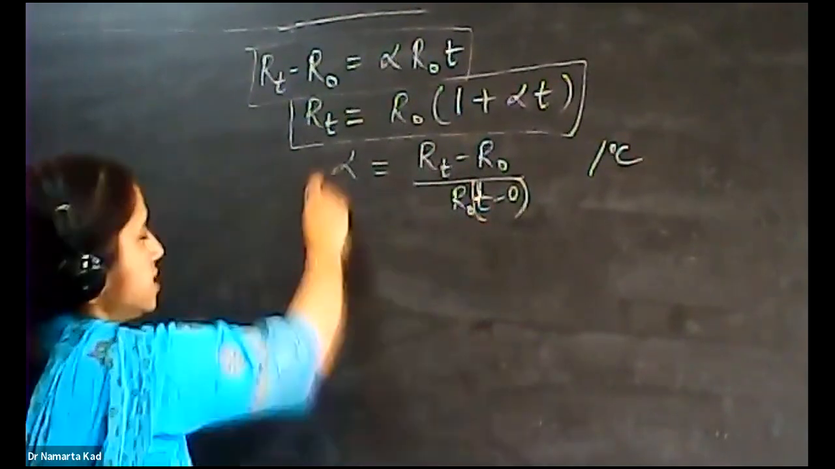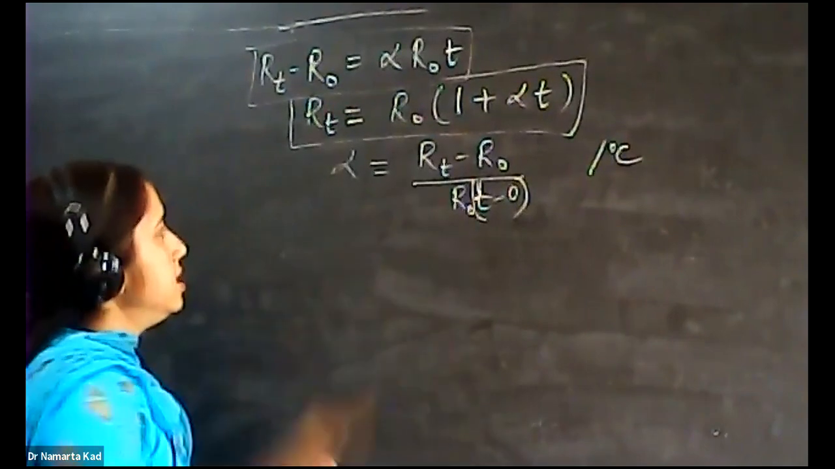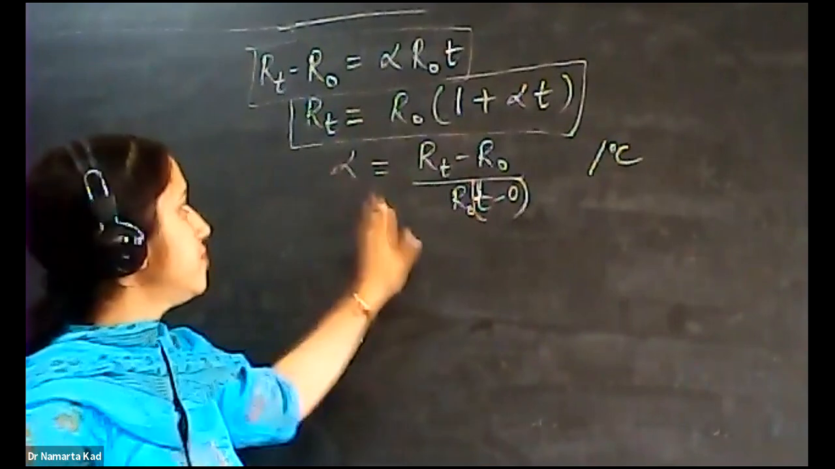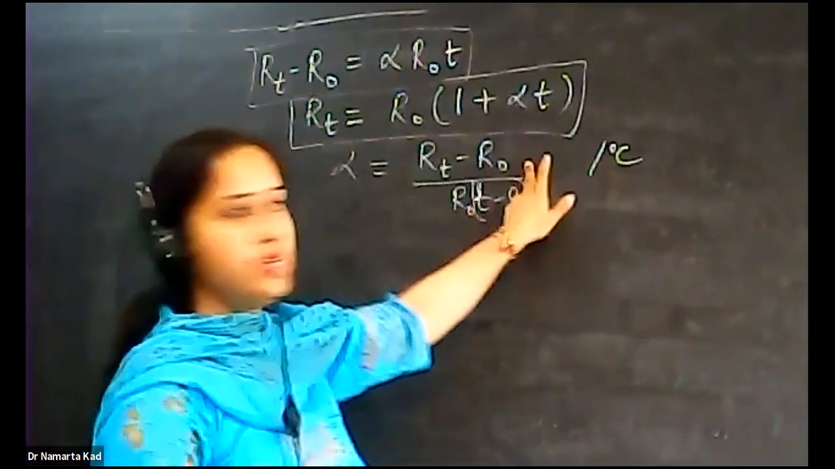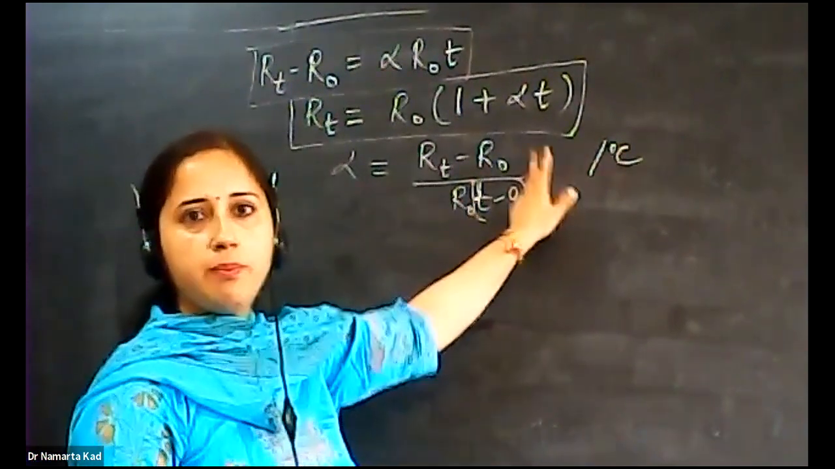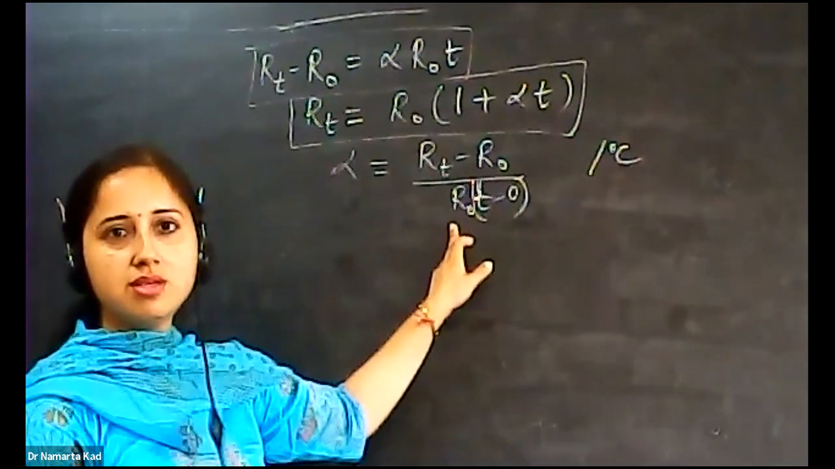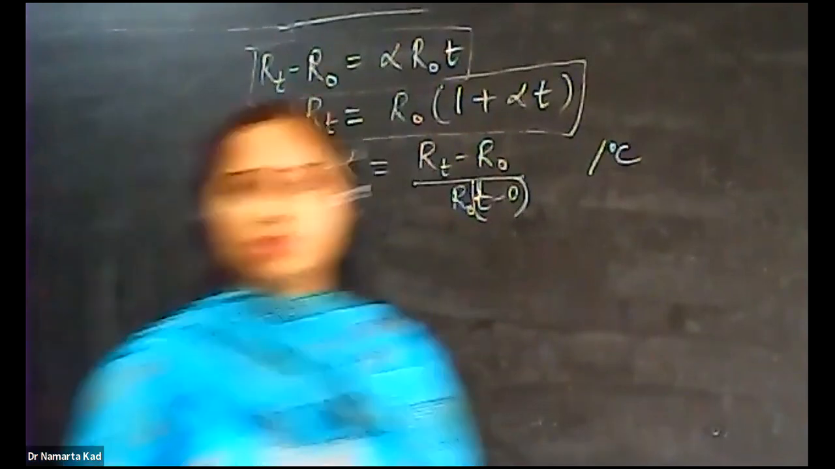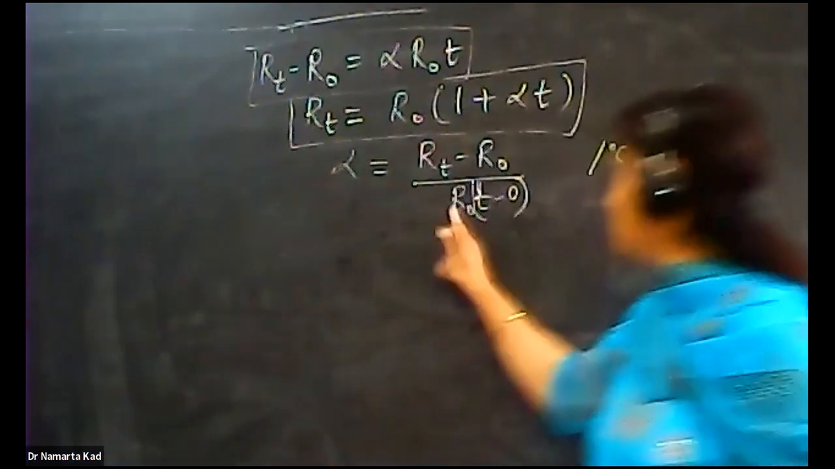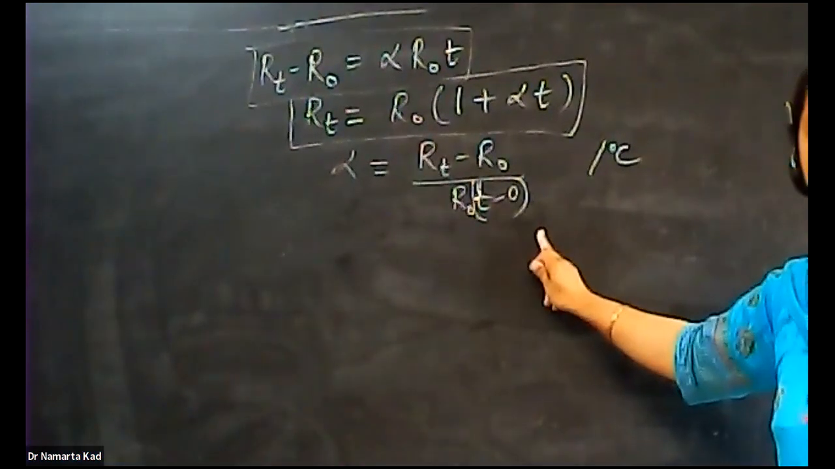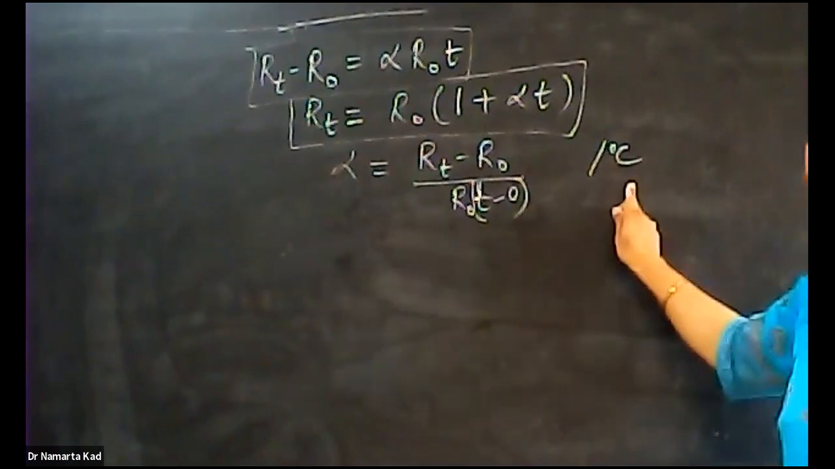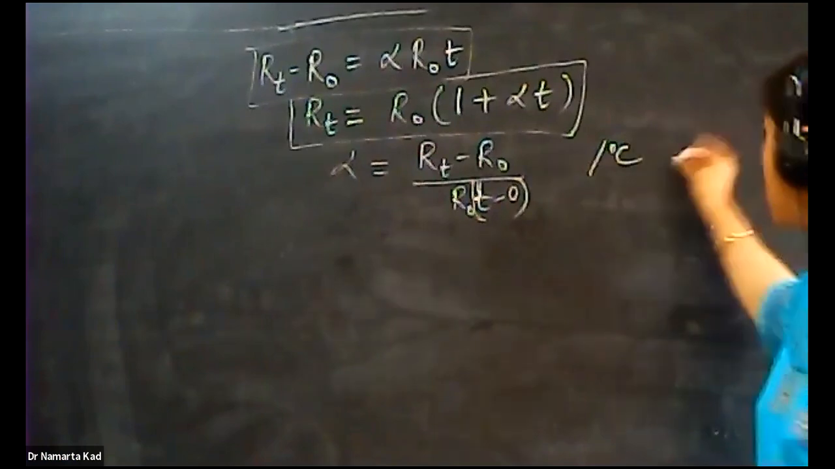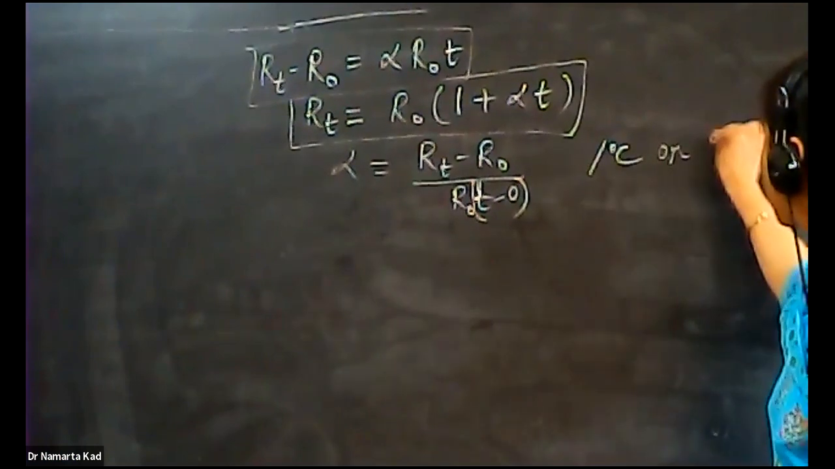Okay, so what is the definition? Alpha, that is the temperature coefficient of resistance, is defined as the change in resistance per unit original resistance per degree rise in temperature. Okay, change in resistance per unit original resistance per degree rise in temperature, and its unit is per degree C. You can write it like this, or you can also write it like this.